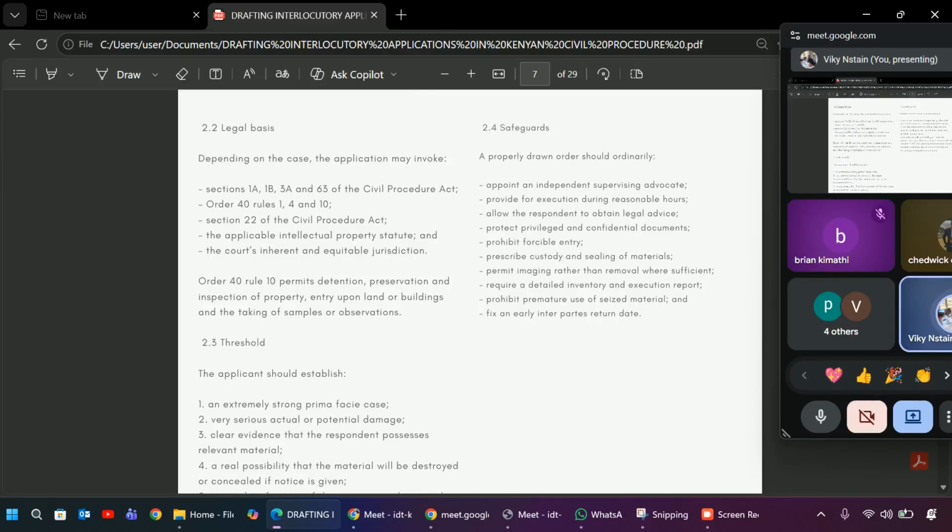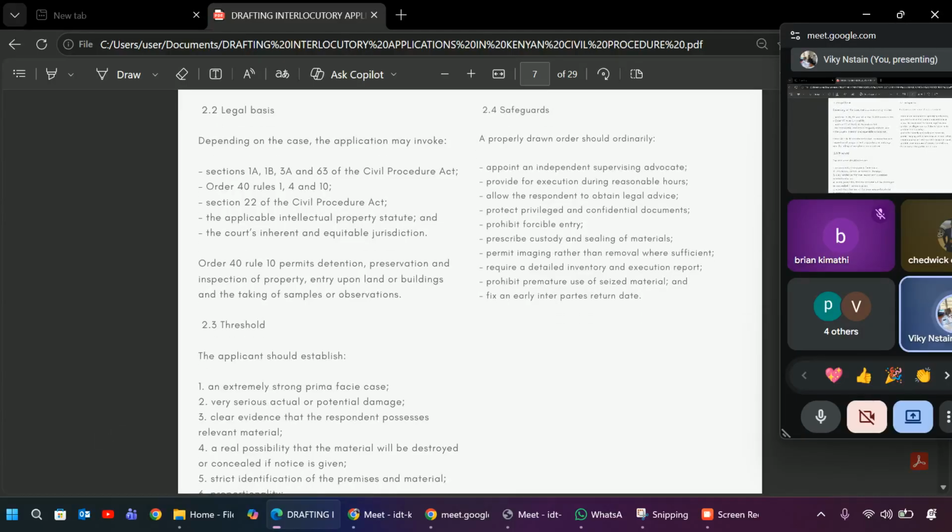So the legal basis of an Anton-Pillar application will be, depending on the case, the application may invoke Section 1A, 1B, 3A, and 63 of the Civil Procedure Act. And remember, the ground norm of the application is Order 40, Rules 1, 4, and 10, and Section 22 of the Civil Procedure Act, the applicable intellectual property statute, and the court's inherent and equitable jurisdiction. So take note that Order 40, Rule 10 will permit detention, preservation, and inspection of property, entry upon land or buildings, and the taking of samples or even observations. That's why we have invoked Rule 10 of Order 40.